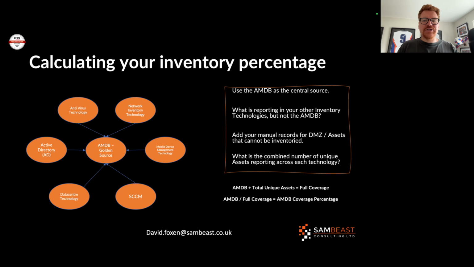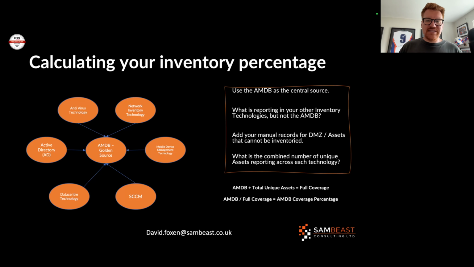So how do you actually then calculate your inventory coverage percentage? First things first, use that AIMDb as your central source of truth. Have a look then, once you've got all of your reports from all of your other inventory tools, you can even do this really easily within Excel using XLOOKUP or VLOOKUP. Look for that unique identifier, which would be your serial number, and do lookups.